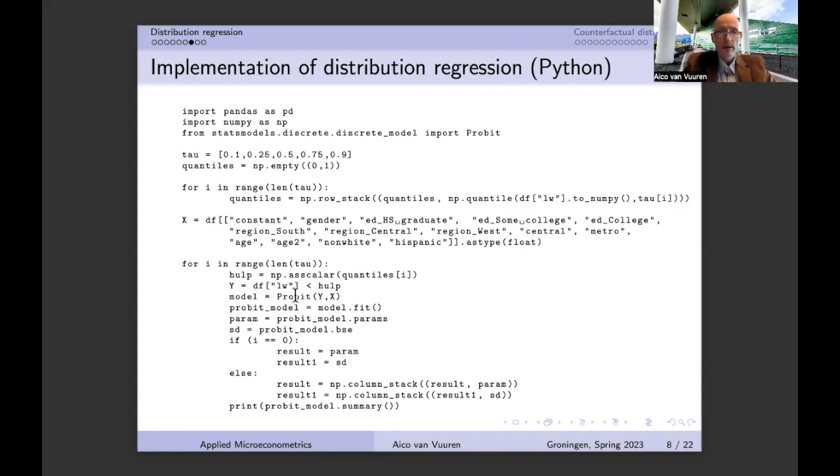First of all, we define this class that we have over here. And then next to that, we are going to estimate this probit model that we have over here, the model fit. Then we get the parameters, we get the standard deviation, and we are going to store them into result and result1, and we're going to print them.